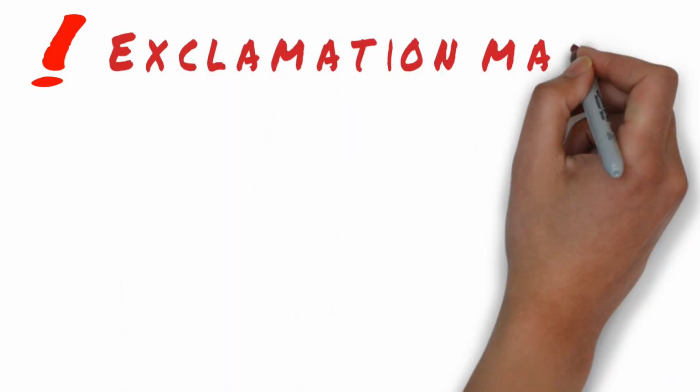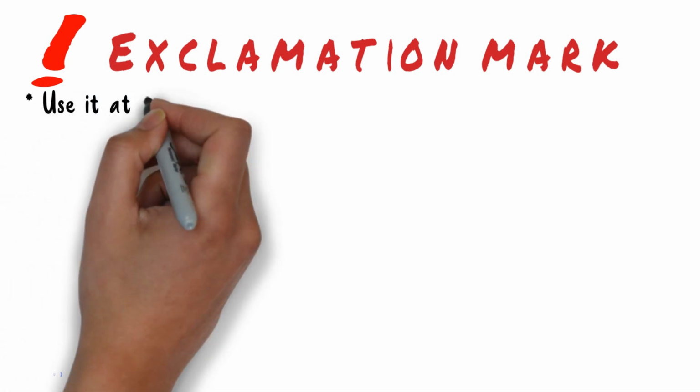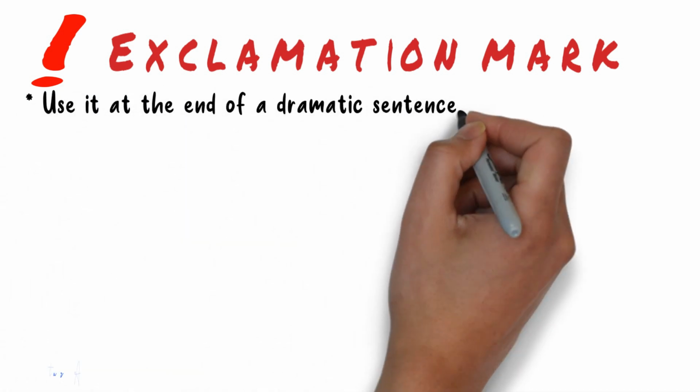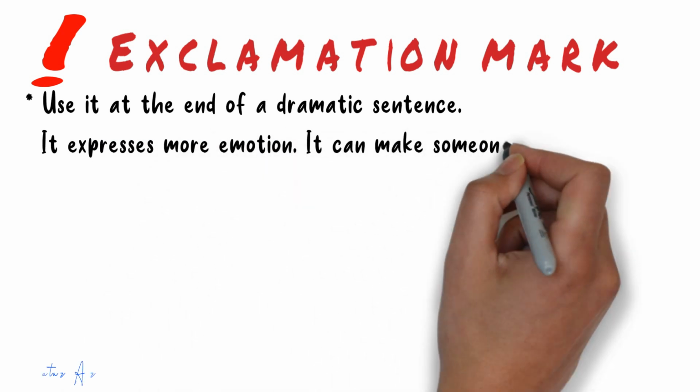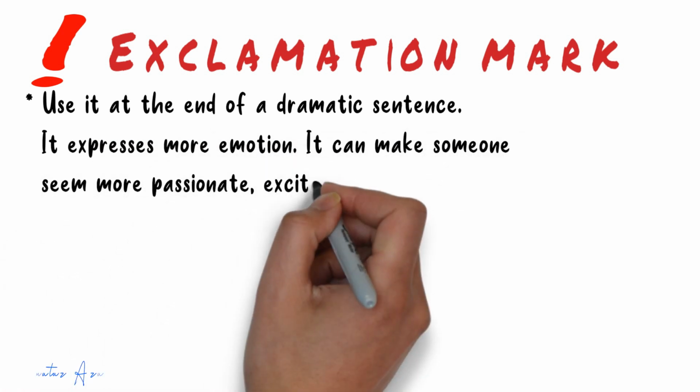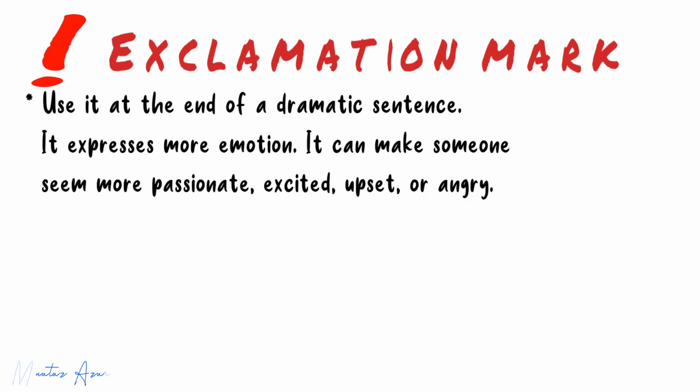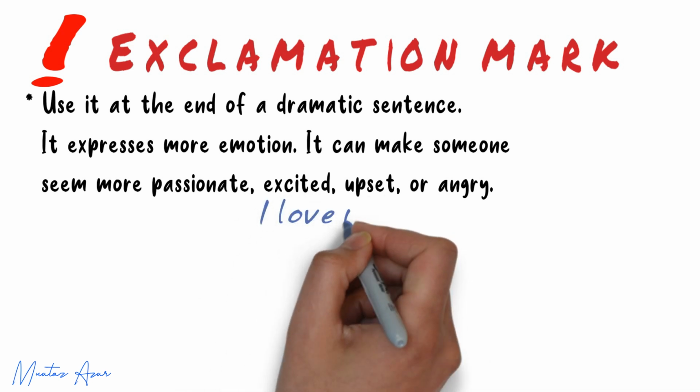An exclamation mark. Use it at the end of a dramatic sentence. It expresses more emotion. It can make someone seem more passionate, excited, upset, or angry. But try not to use exclamation marks in formal writing as they work best in informal writing. I love it!